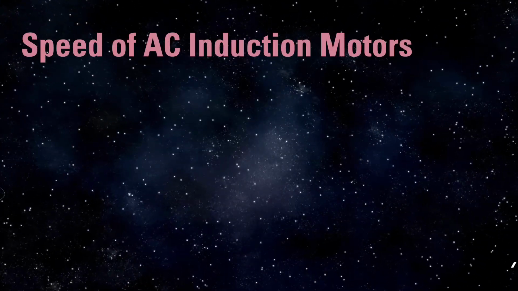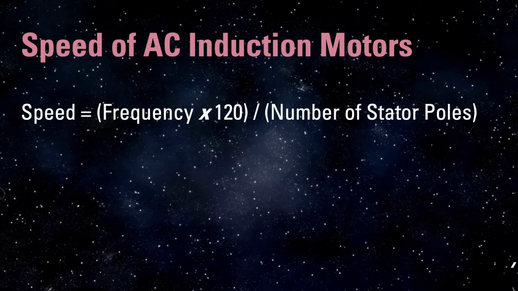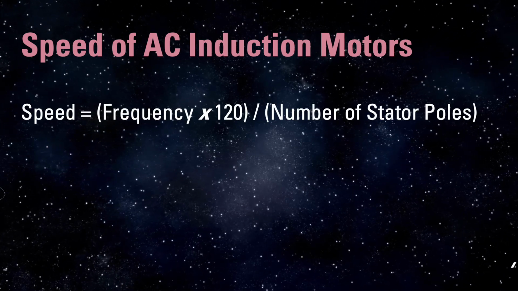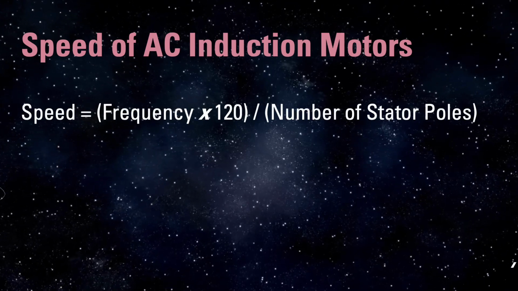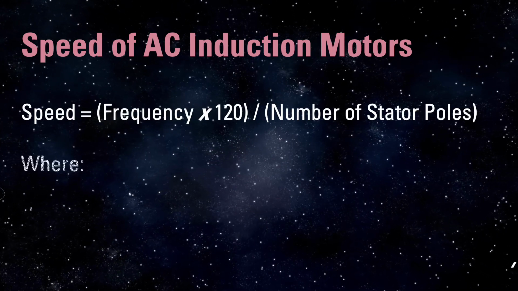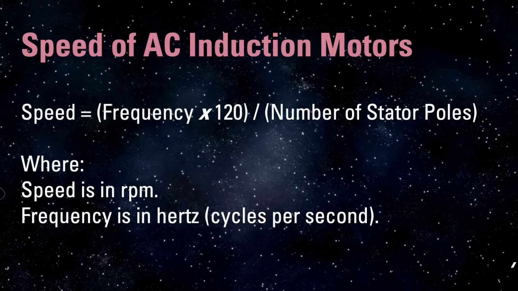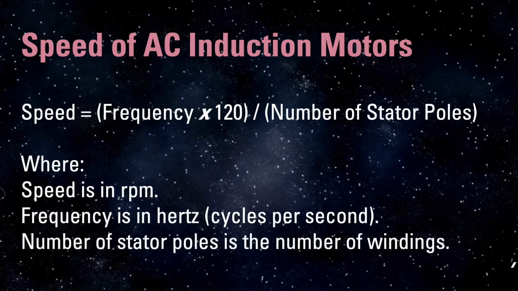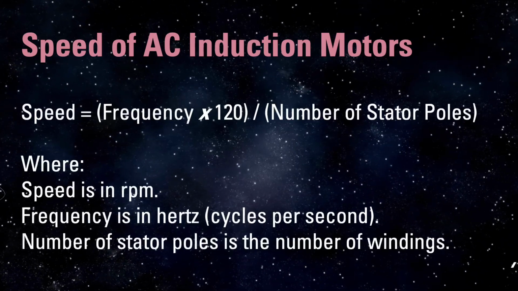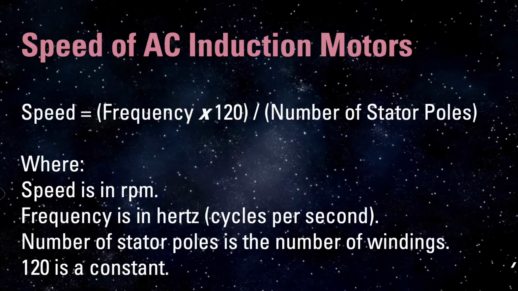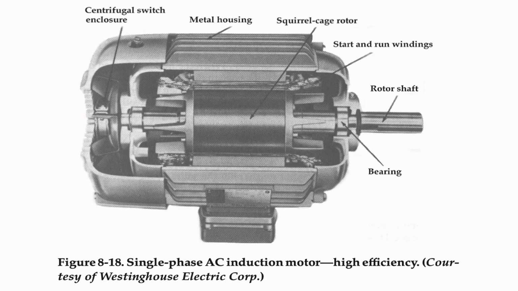Speed of AC induction motors. Speed is equal to frequency times 120 divided by the number of stator poles, where speed is in RPM, frequency is in Hertz, and the number of stator poles is the number of windings. This figure shows a single-phase AC induction motor.